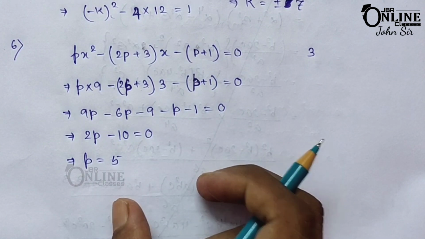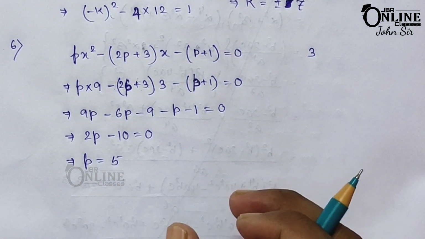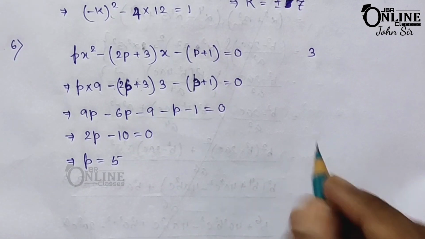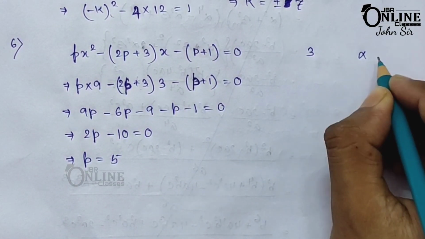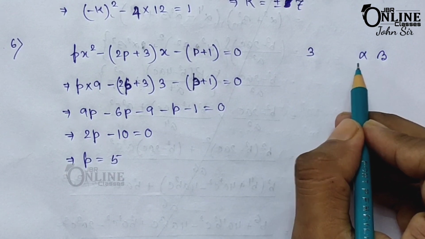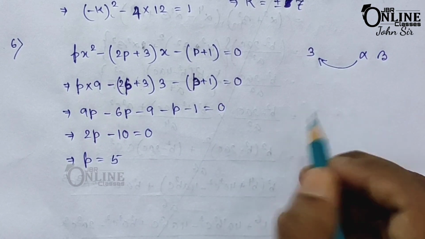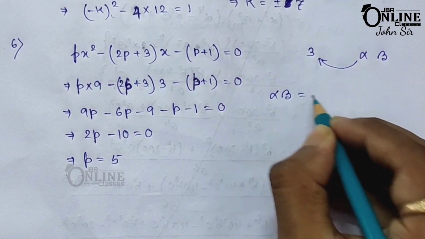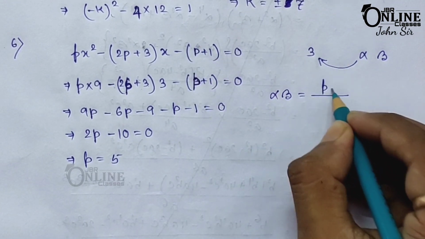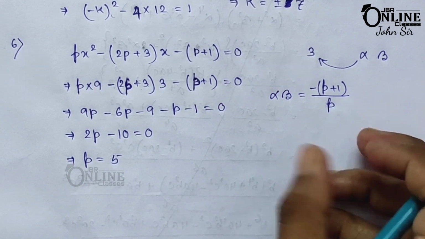Now the next one, you have to also find out the value of the other root. As you know, if the two roots are alpha and beta, here the first one is 3, then you have to find out the second one. So the product of the roots, that means alpha into beta, will be c by a. So here c means minus (p plus 1), and a means here p.